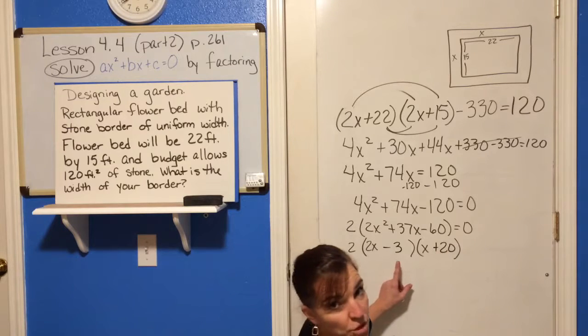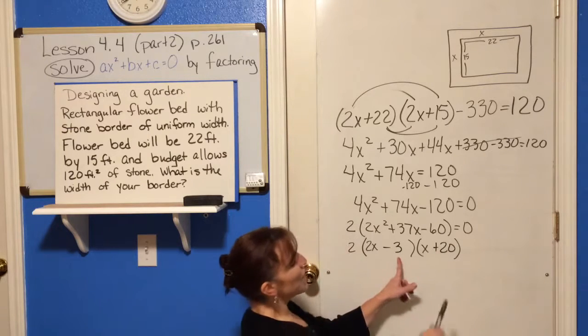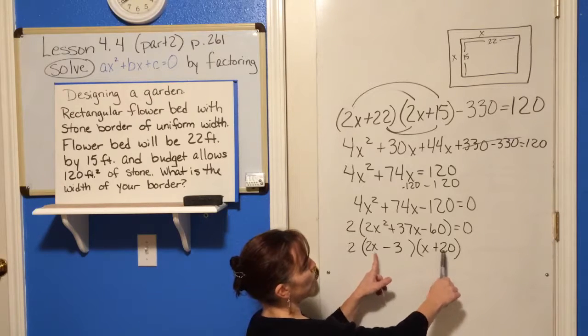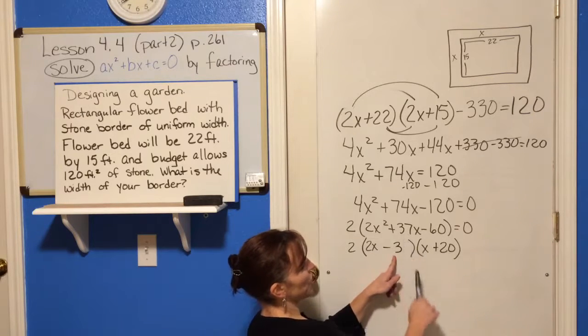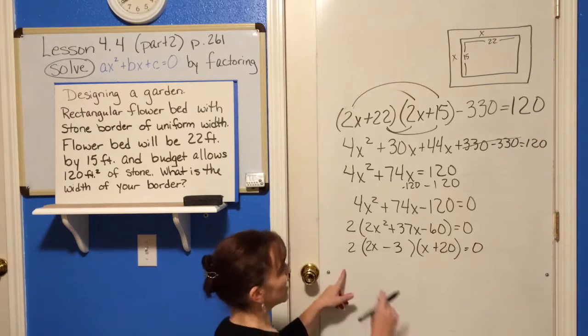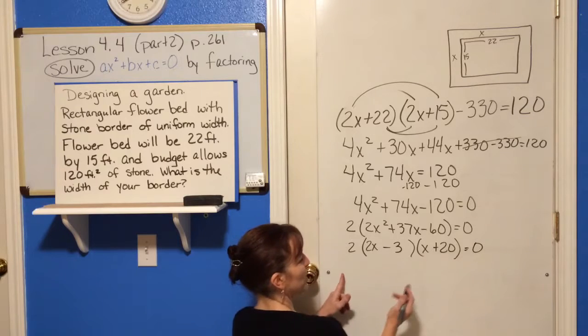All right. Did you do it on your own? All right. 3 times 20 is 60. 20 times 2 is 40. 40 minus 3x is our 37x. That equals 0. Can you solve it from here? Can you get an answer? Each of these equal to 0.